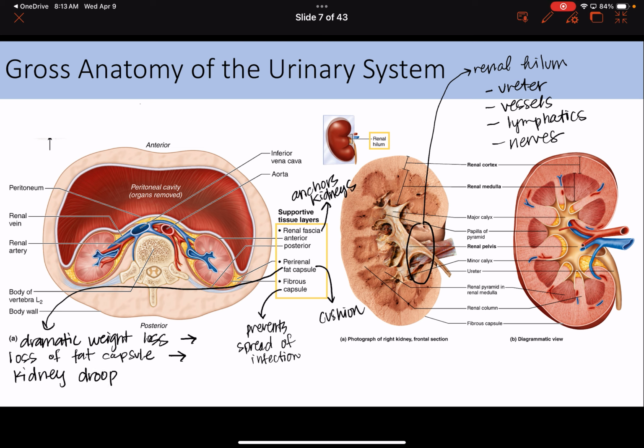So instead of the kidney looking like this, it will drop lower. And you may get a kink in that ureter because it has dropped. Okay. This kidney droop is called renal ptosis or nephroptosis. And ptosis is P-T-O-S-I-S. So either renal ptosis or nephroptosis. So that kidney droop can lead to a kink in the ureter.